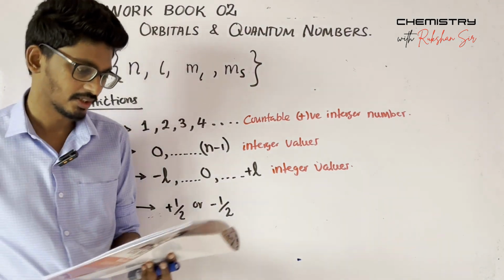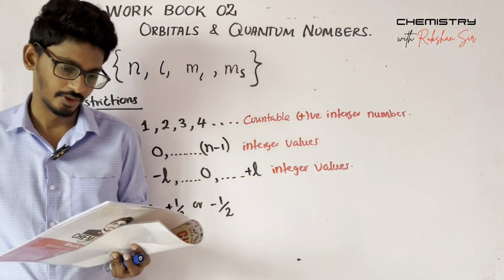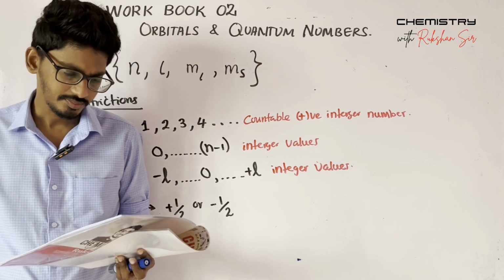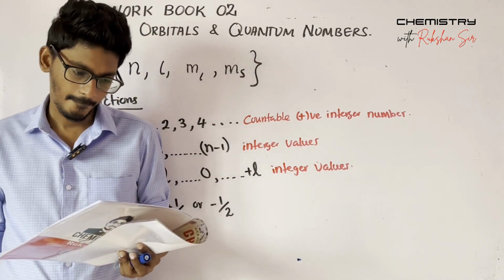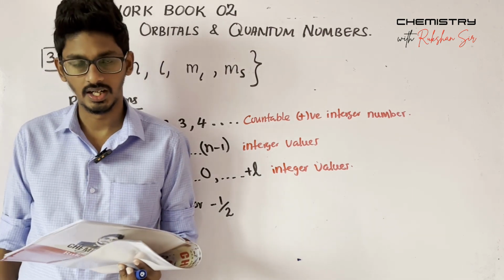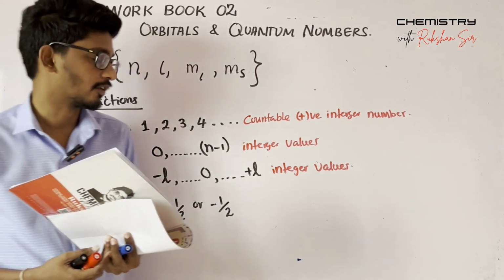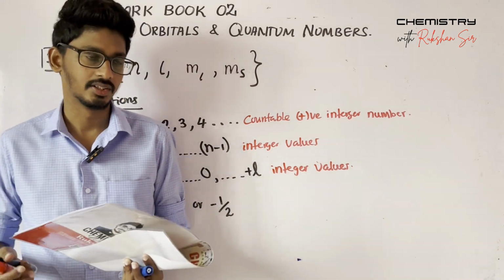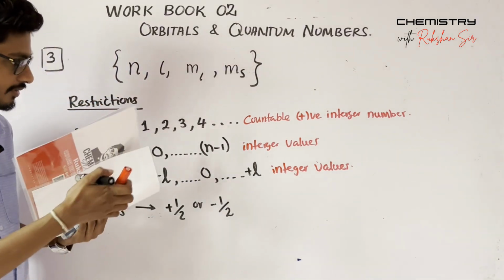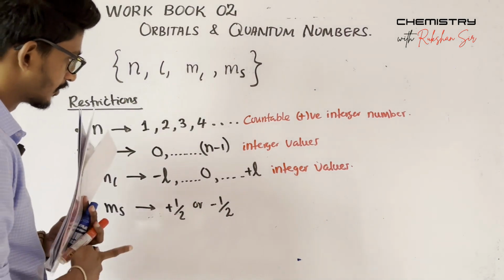Let's go one by one. They are asking which set of numbers given below is not acceptable. They are asking us for the quantum number set which is not acceptable according to these rules, right? Let's go through them one by one. The first quantum number set.